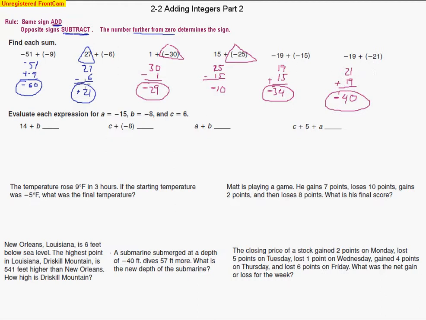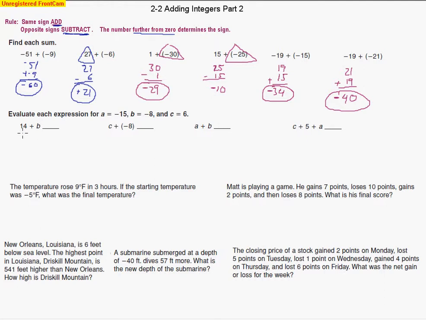The next few problems ask us to evaluate an expression, and we're going to end up having to substitute. So evaluate means we're going to put a number, like for A, we're going to put negative 15. For B, we're going to put negative 8. And for C, we're going to put 6. We're going to put those into the expression and then simplify.